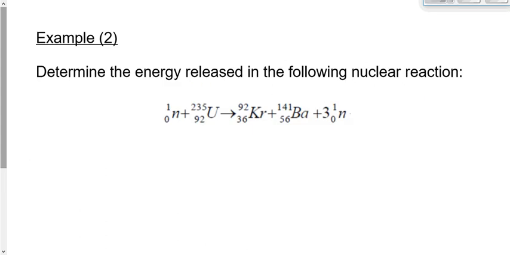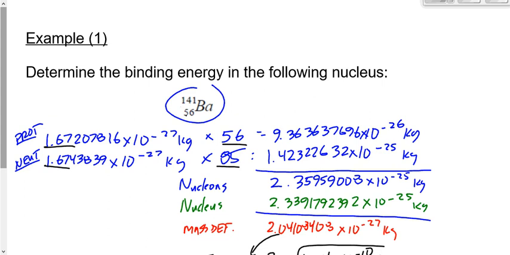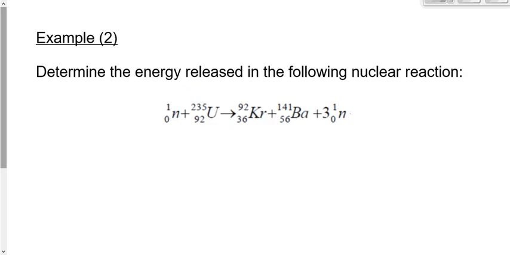Let's take a look at the second one now. Determine the energy released in this nuclear reaction. First one was in the context of a single nucleus, right? Difference in mass between the nucleus and the nucleons. The second one is in a reaction. So, what do we got to do in this one? We got to find the mass of the daughter and the parent, yes. So, let's get the mass of the parent first, or you want to call it a reactant, that's fine.